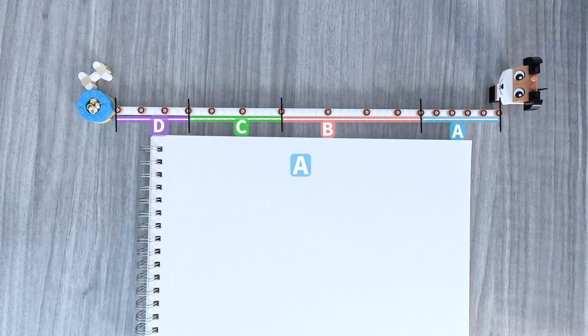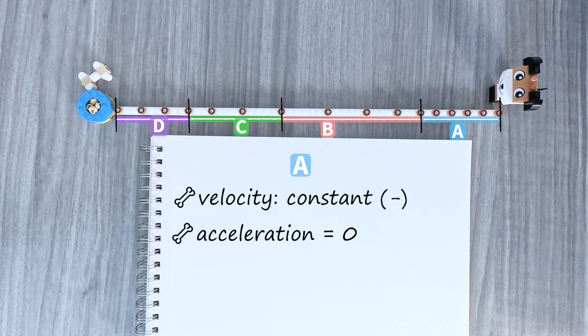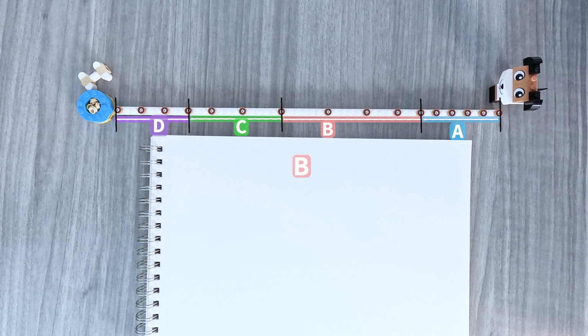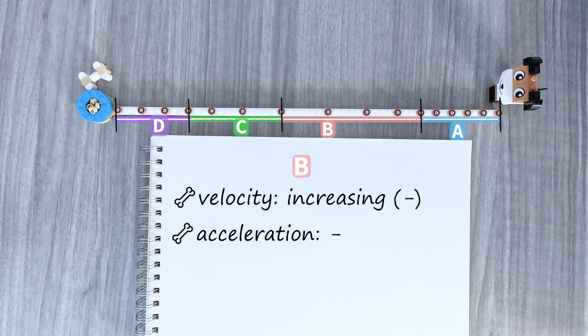All right, in section A, all the distances are equal. That means the dog has a constant velocity in the negative direction and 0 acceleration. For section B, the distance between the points is increasing. That means the dog's velocity is increasing in that direction, in the negative direction. That means the acceleration's in the same direction, the negative direction.